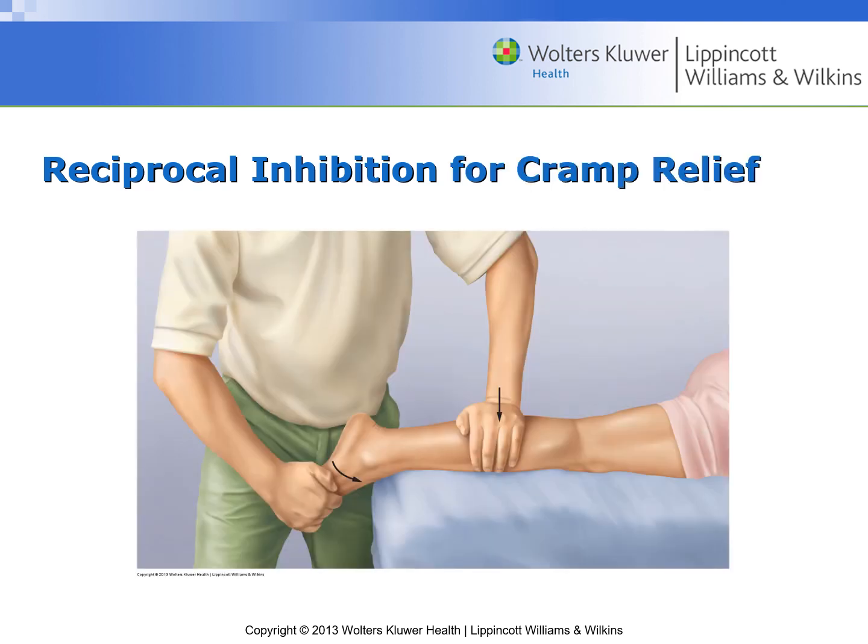And here we see illustrated reciprocal inhibition for cramp relief. To relieve a cramp in the gastrocnemius, the therapist employs direct compression and reciprocal inhibition simultaneously. As the therapist firmly presses down on the cramp with one hand, the client is told to pull his foot against the therapist's other hand. This engages the antagonist muscles, which are the dorsiflexors, and inhibits the gastrocnemius.